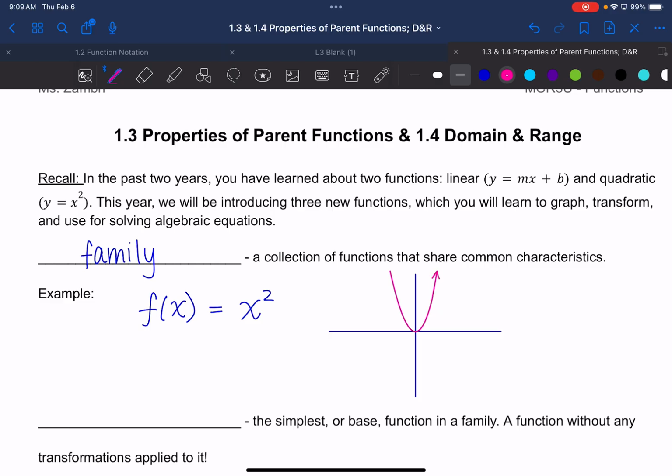So that's our original. And then we could have other family members where maybe we've stretched them. So this one's a little wider. Not crooked like that. A little wider. They could be a little thinner.